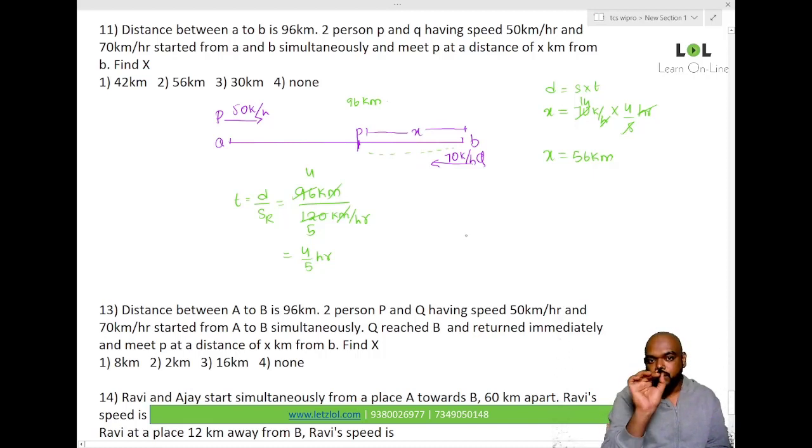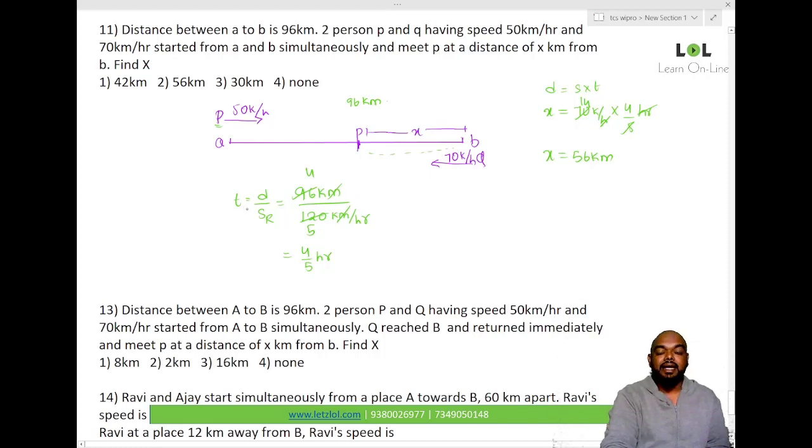Look at the approach. We want the value of x, which is the distance between P and B. P is the meeting point for both, P and Q. Here the person's name is also P, and the point is also P. It's okay, that's fine. The distance between P and B, which is x, must be the distance traveled by Q. That is equal to speed into time. Q's speed is 70, into time we do not know.